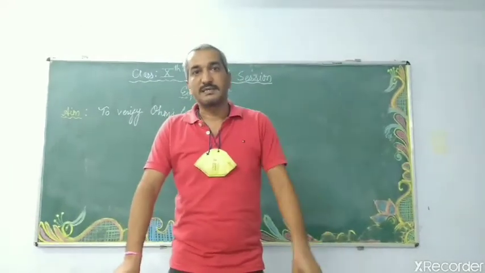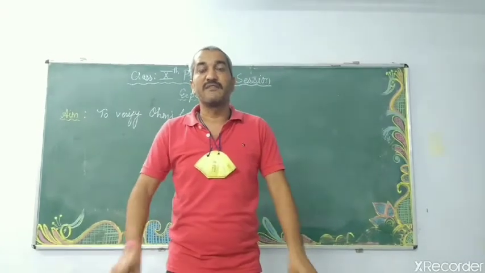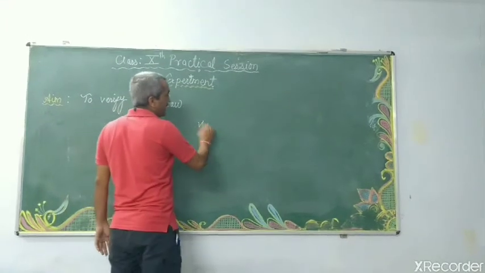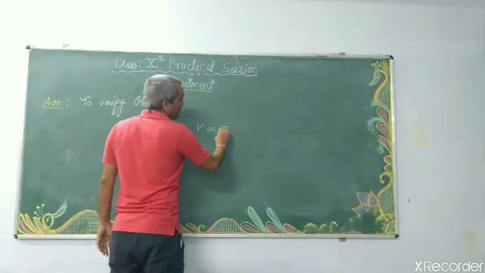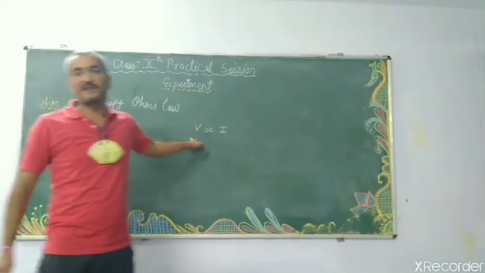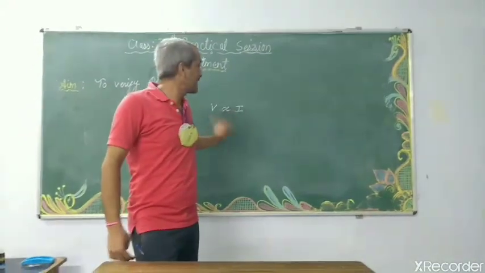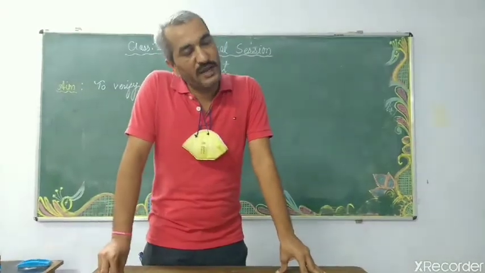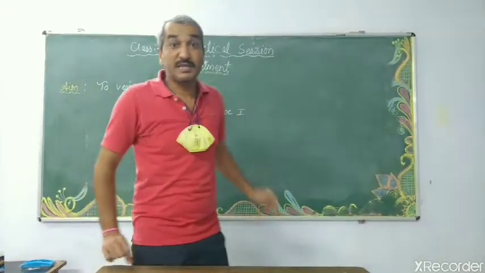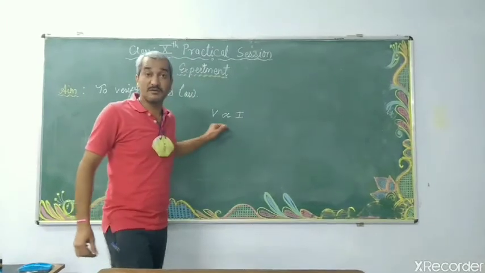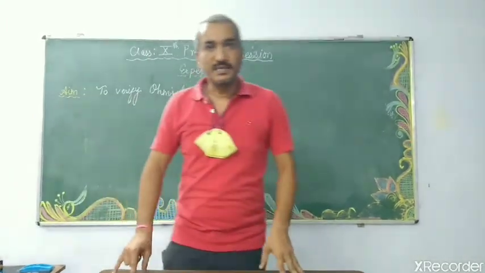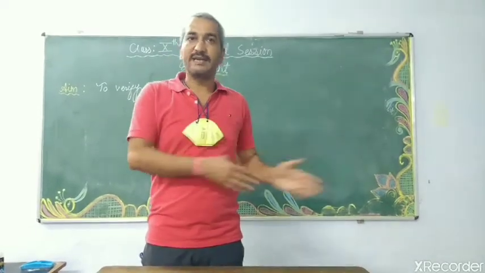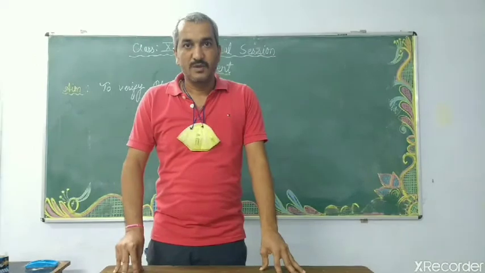To verify Ohm's law, and you know the theory of this concept, you know that George Simon Ohm discovered the relation between V and I, two quantities. He postulated that the potential difference across any conductor is directly proportional to the electric current flowing across it. They are directly proportional to each other, meaning if the potential difference increases, then the electric current will also increase.